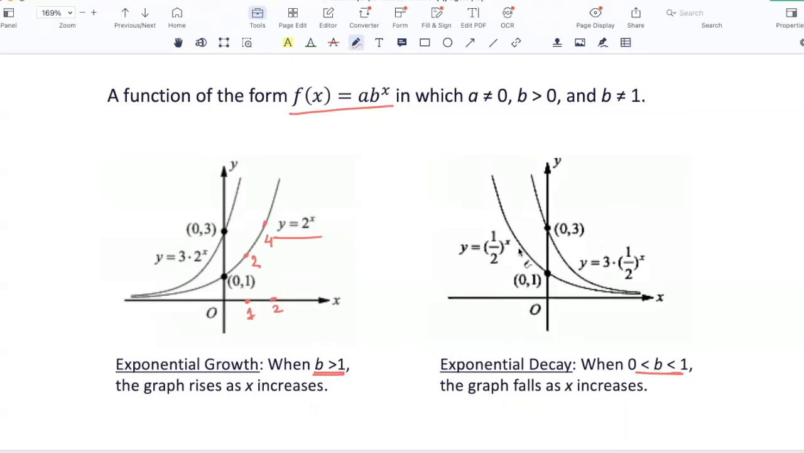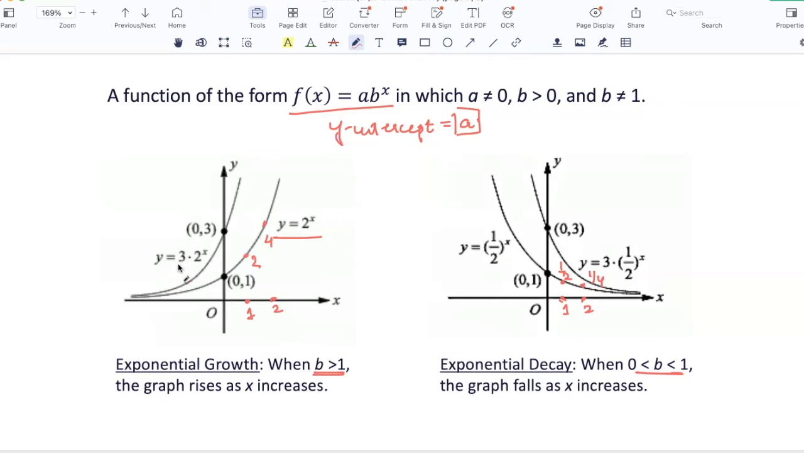If, on the other hand, you have b between 0 and 1, then you notice that at x equal to 1, y would be 1 by 2. At x equal to 2, it would be 1 by 4. And so the decline is also precipitous, right? So one interesting thing is that the y-intercept for an exponential function is the value a, because when x is 0, b to the power 0 becomes 1, and the y-intercept becomes a.